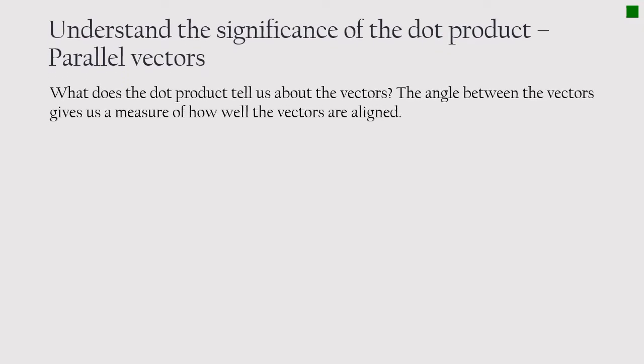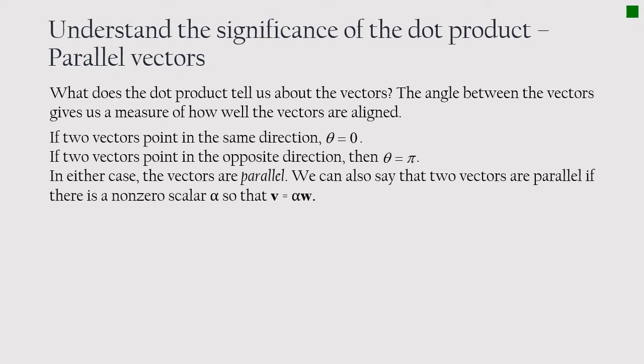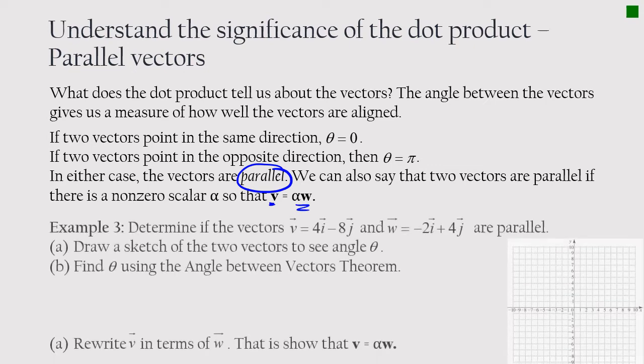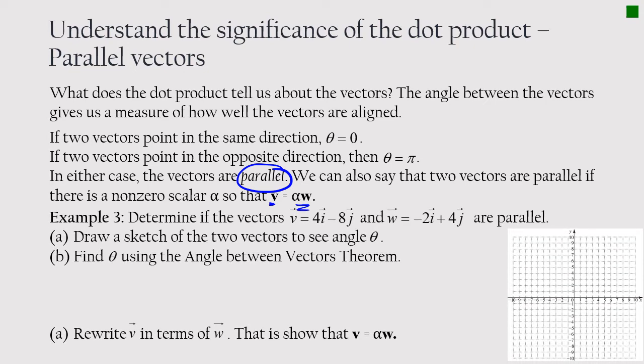All right, understand the significance of the dot product and parallel vectors. What does the dot product tell us about vectors? The angle between the vectors gives us a measure of how well the vectors are aligned. If two vectors point in the same direction, your angle is going to be 0. If they point in opposite directions, your angle is going to be pi. In either case, the vectors are parallel. Two vectors are parallel if there's a non-zero scalar such that multiplying one by it gives the other. Determine if the vectors 4i minus 8j and negative 2i plus 4j are parallel.